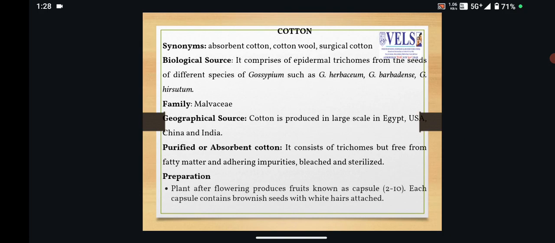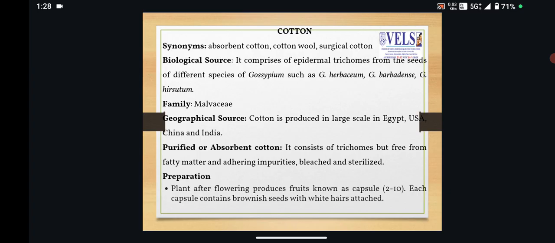Cotton. Its synonyms: absorbent cotton, cotton wool, surgical cotton. Biological source: it comprises epidermal trichomes from the seeds of different species of Gossypium, Gossypium herbaceum, Gossypium barbadense, Gossypium hirsutum, all belonging to the family Malvaceae. Cotton is easily grown in temperate regions like India and Egypt, and the medicinally used cotton is called absorbent cotton. It consists of the trichomes, but these are free from the fatty cuticle.